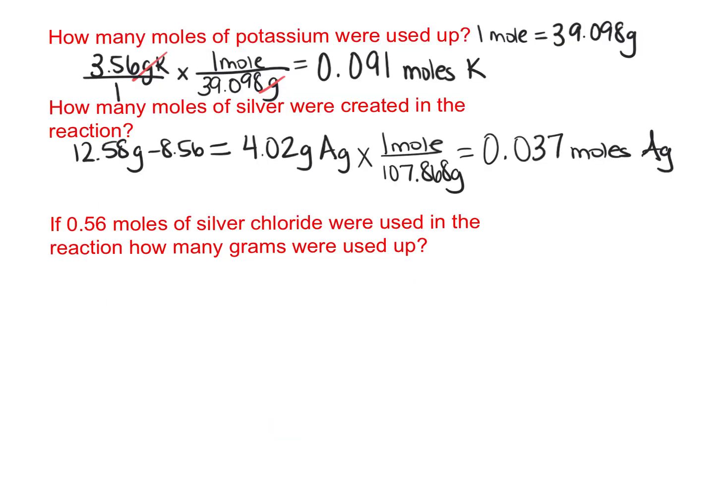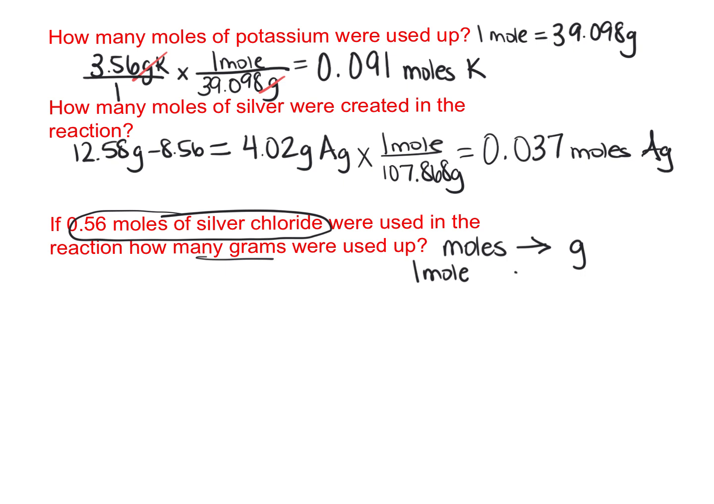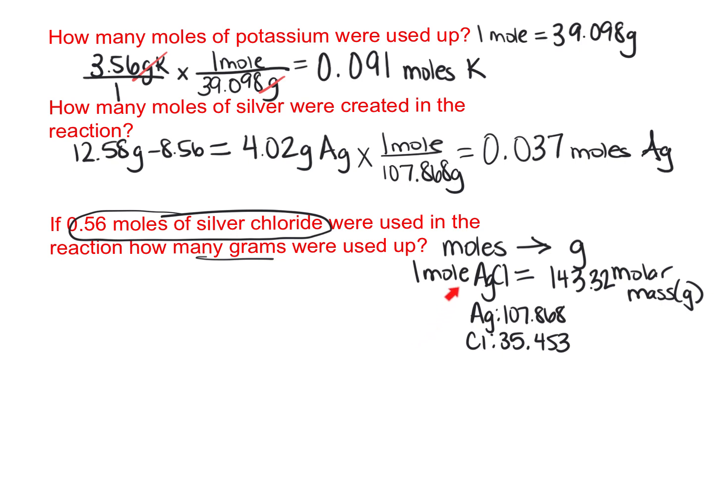Finally, the last problem has us starting with moles of silver chloride, and it wants to know how many grams that would be. So if we think about this, we're going to start with moles, and we need to get to grams. We know that 1 mole of a material is equal to its molar mass. That means we're going to need to calculate the molar mass of silver chloride to get this problem correct. The formula for silver chloride is AgCl.